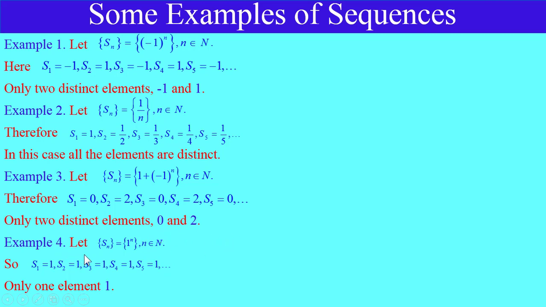Example 4. Let Sn is equal to (minus 1) to the power 2n, where n is a natural number. For n equal to 1, S1 is equal to 1, S2 is equal to 1, S3 is equal to 1, S4 is equal to 1. Therefore, only one element 1. So, the range of this sequence is 1.